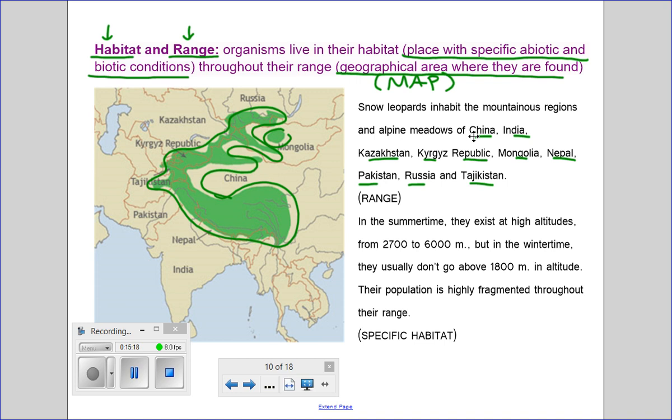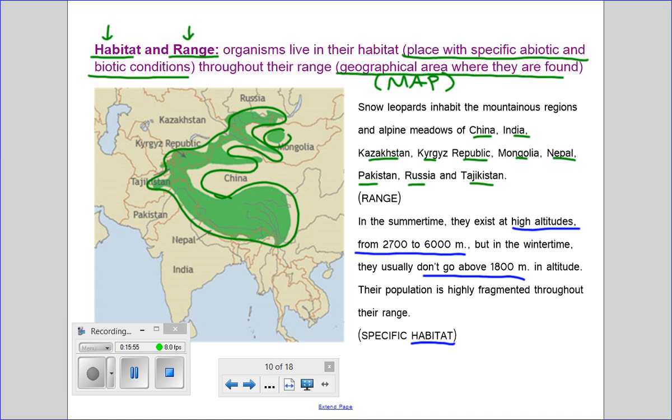The second part is talking about their habitat, because in the second part, I explain an abiotic condition, altitude. In the summertime, they exist at high altitudes, but in the wintertime, they don't. So the difference is, in the first one, I said where on a map I would find them. But in the second one, I didn't say anything about a map. I just said something about a characteristic of their environment. That's the difference between habitat and range.